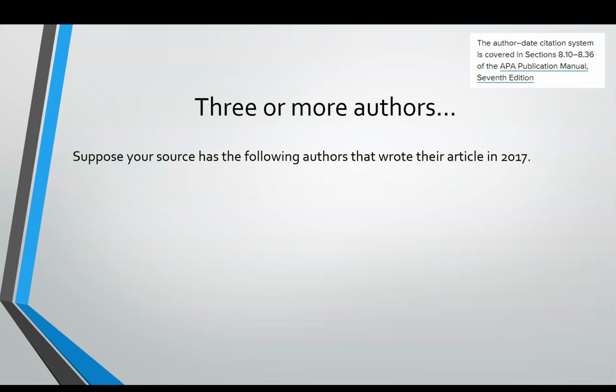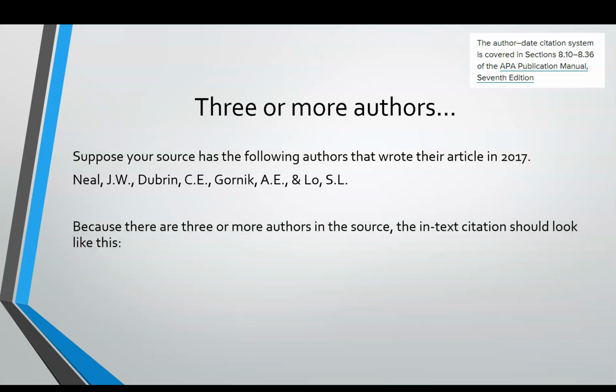This is an example. Suppose your source has the following authors that wrote their article in 2017. Because there are 3 or more authors in the source, the in-text citation should look like this. For a parenthetical example, parentheses, Neal et al., 2017, parentheses. For a narrative citation, Neal et al., parentheses, 2017.